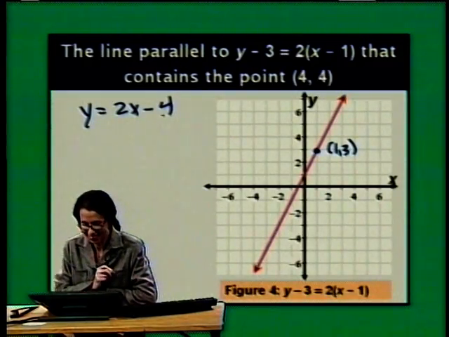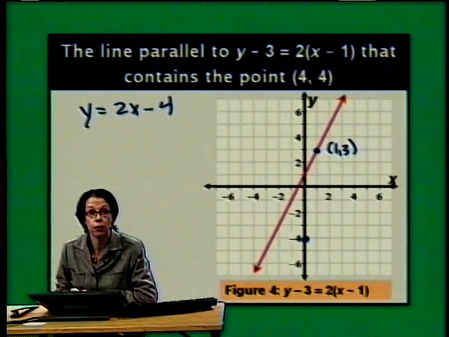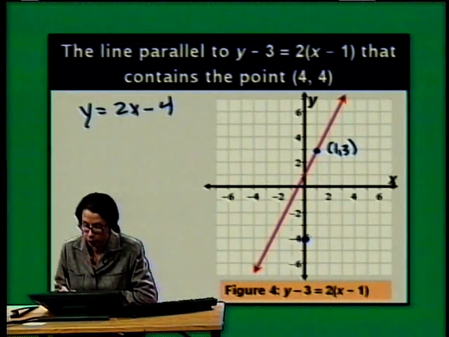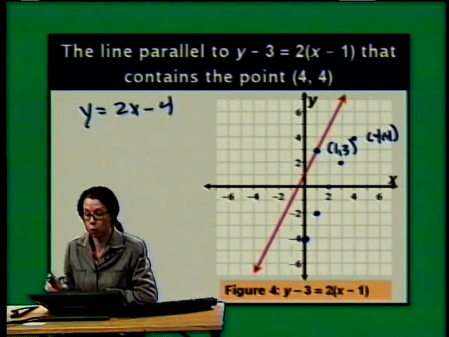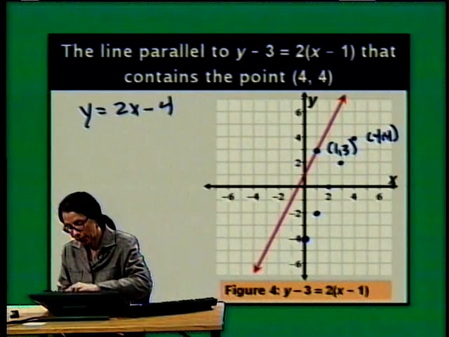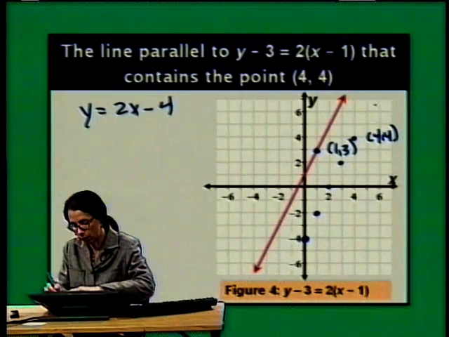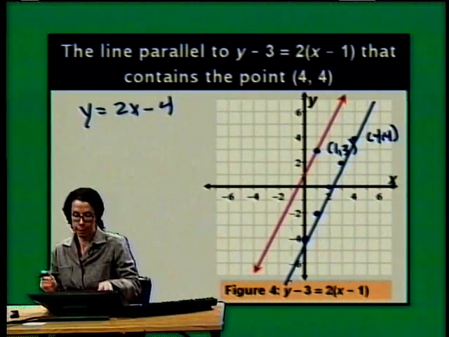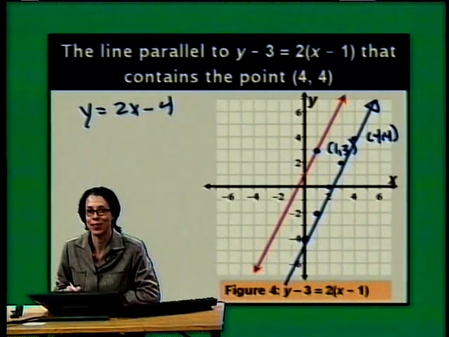Just double checking there. So now the vertical intercept is the point (0, -4), and my line has a slope of 2. So I'm going to go up 2, right 1, up 2, right 1, up 2, right 1, and if I do that one more time, I land on the point (4, 4), which is what I wanted. And when I connect those points on my line, I should see a parallel line. Well, that's as good as parallel gets with my hand-drawn graph, but I'm pretty convinced I have the right line here.